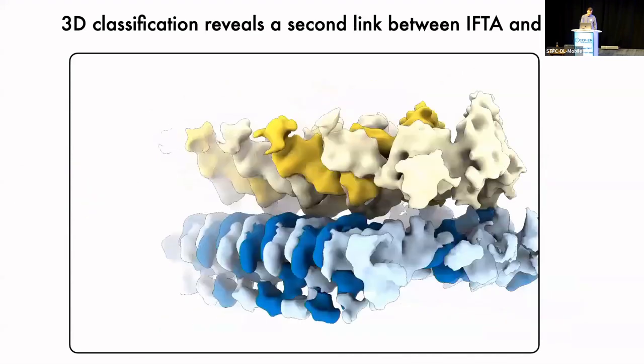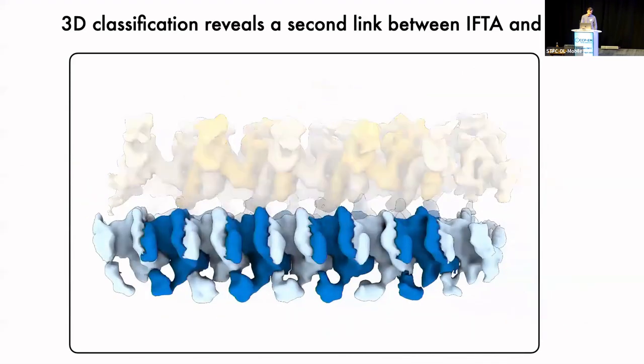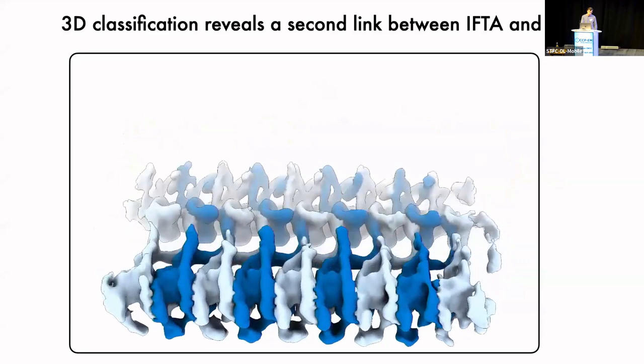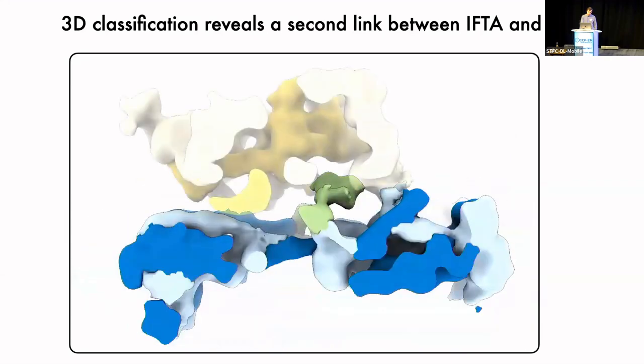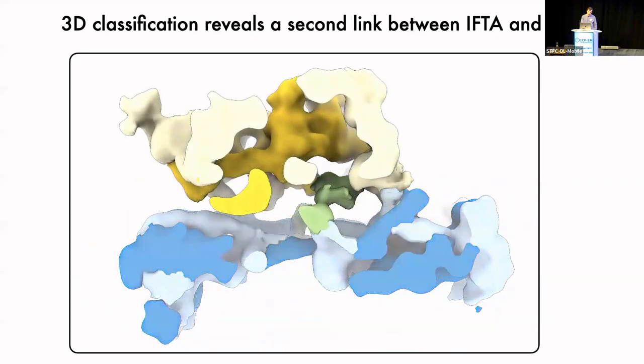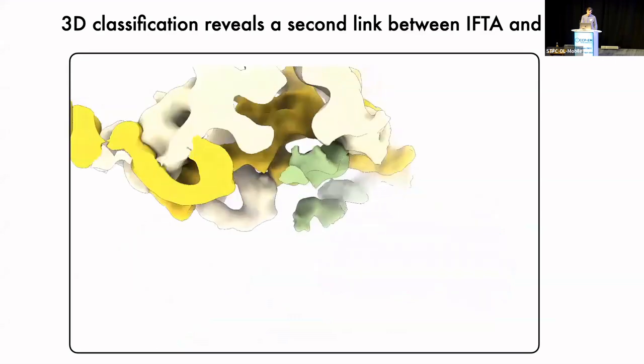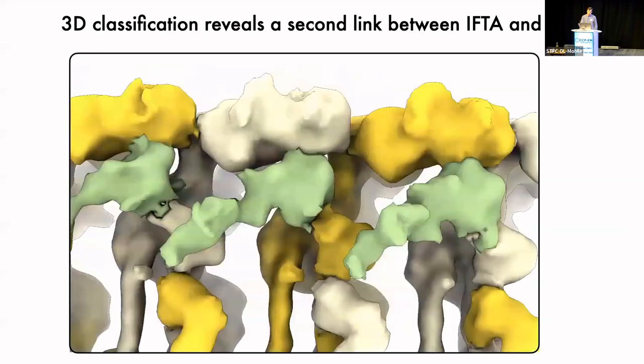Additionally, we saw a second extra link between IFTA and IFTB after classification. This is in the center of the train, so I'm showing you it now. It's the green one coming up from IFTB. It projects up into the center of IFTA. When we look at it more closely, we see that it bridges 2 adjacent IFTA proteins above it. So what we think this could be doing is aiding the polymerization of IFTA on top of IFTB and stabilizing the interaction to help it polymerize.